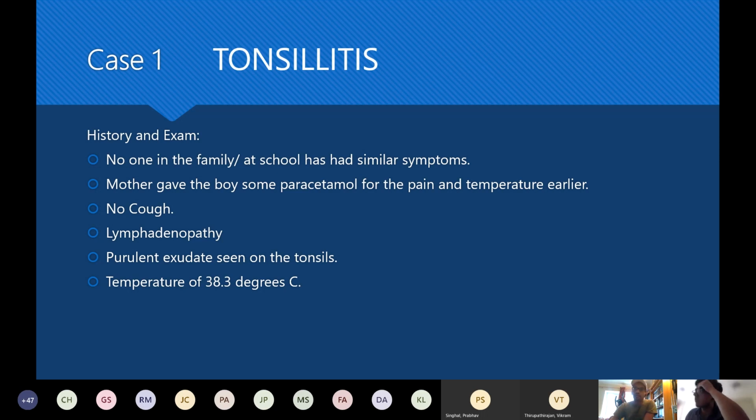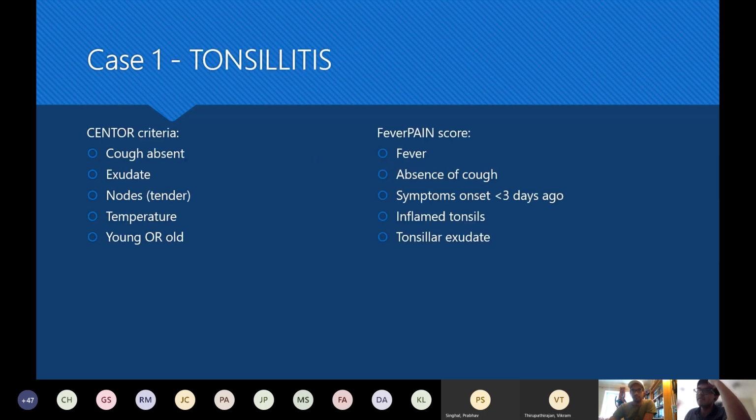Correct, yeah. So I'd put tonsillitis as the top for this as well. Okay. So I'm sure that you guys have covered central criteria. I'm pretty sure Nusha's actually been the one to cover that with you guys.